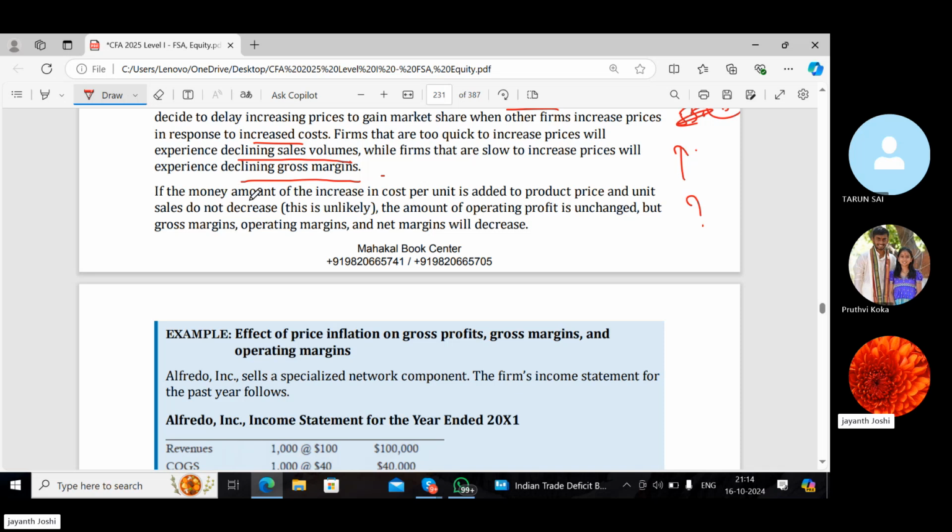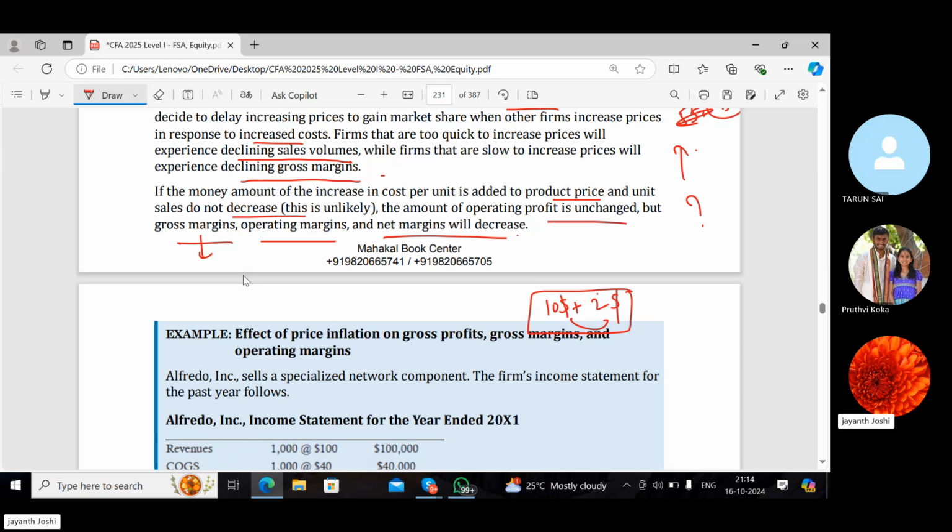So if the money amount of increase in cost per unit is added to product price and unit sales do not decrease. Let's say it cost you $10 and you're adding $2 to it, dollar value. So the money amount of an increase in cost per unit is added to product price and the unit sales do not decrease. The amount of operating profit is unchanged. That means with an increase in cost also, if the sales are not decreasing, then your operating profit is not going to get impacted, but gross margins and operating margins and net margins will decrease.